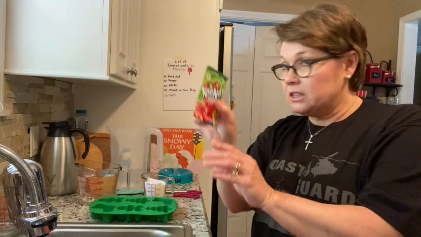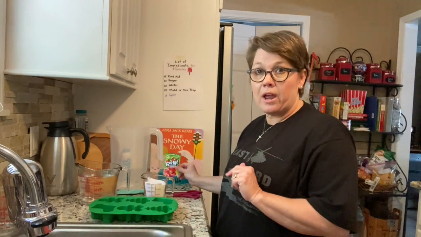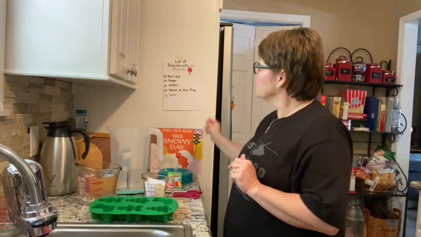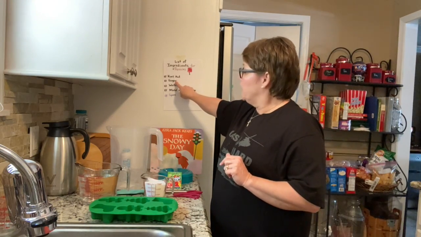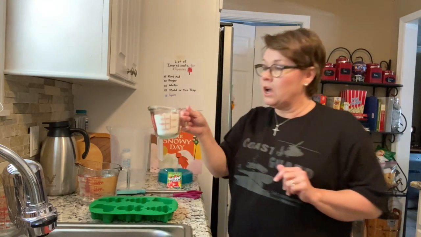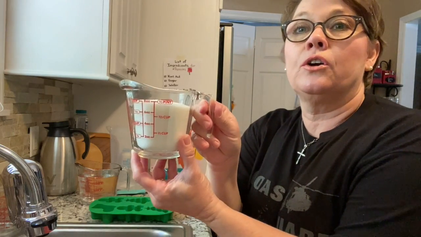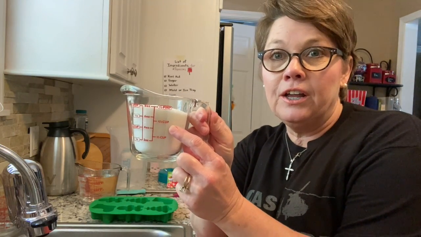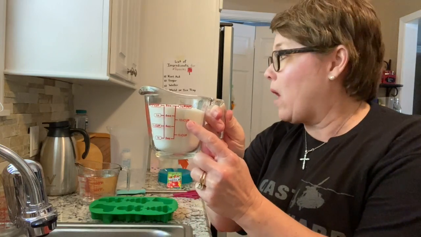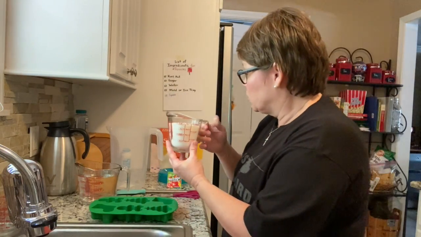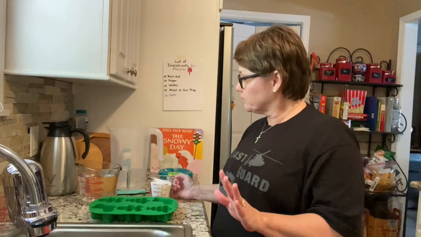Okay, so I'm going to set this aside a minute because I want to check and make sure I have all my ingredients. The next thing that we need is some sugar. We need 1 cup of sugar. What color is this sugar? Yes, it's white. So we have 1 cup of sugar.